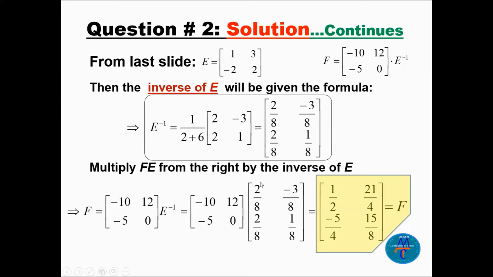Row 1, column 1: minus 10 times 2 over 8 plus 12 times 2 over 8. When you add these numbers, you get half. One more time. Row 1, column 2: minus 10 times minus 3 over 8 plus 12 times 1 over 8. When you add these numbers, you get 21 over 4. You can do the same down to get F.